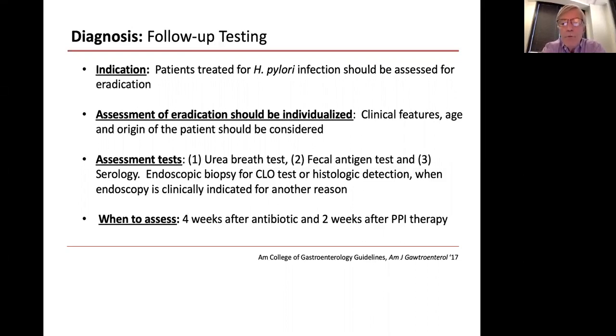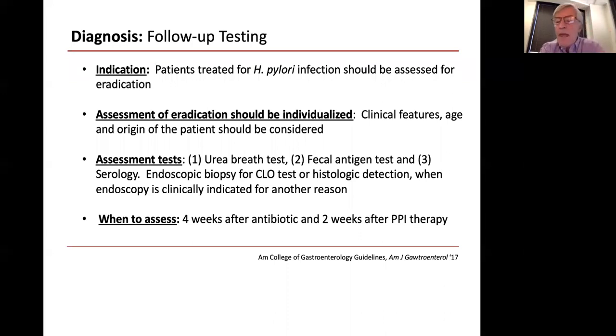Someone from the developing world, you want to make sure you cleared that infection because that person almost undoubtedly acquired their infection when they were several months of age. So they, when you see them, have had infection for years, if not decades. And those are the people who have a high propensity for moving on through the cascade to gastric cancer. So those people should definitely be assessed for eradication.